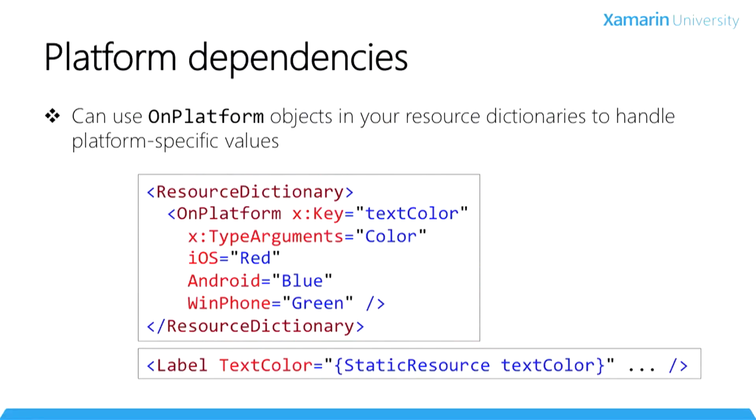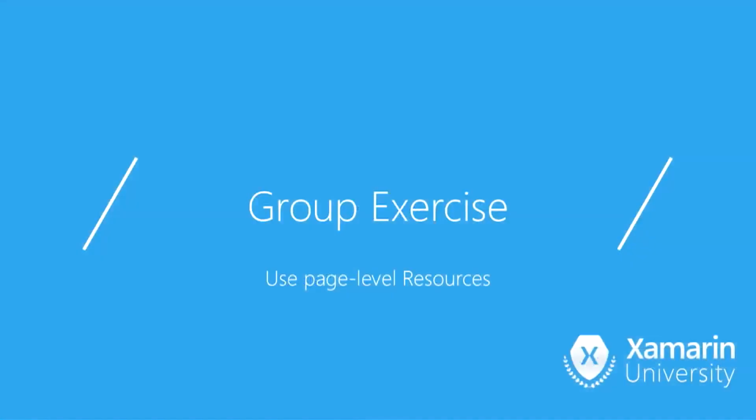Resource dictionaries map strings to objects, so they can actually store anything you need, even on-platform objects. So you could have an entry like the one in this slide where you actually specify different text colors on different platforms. So let's have a look at our second group exercise for the class today.